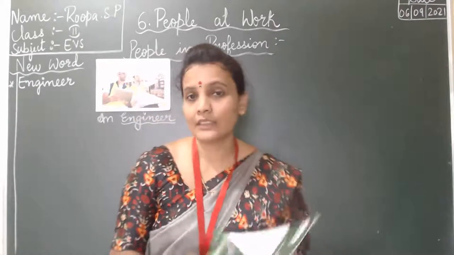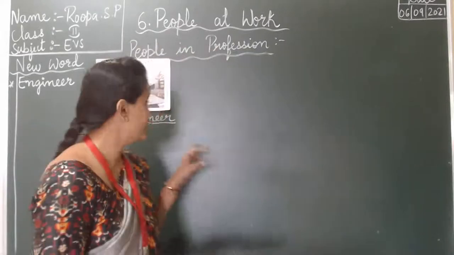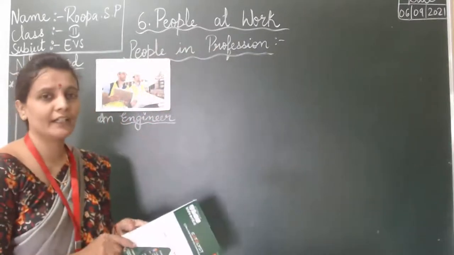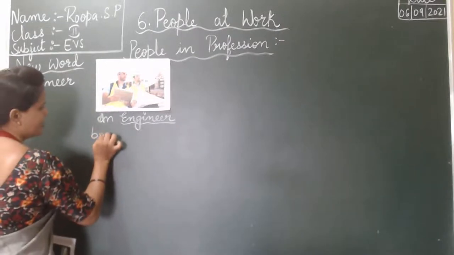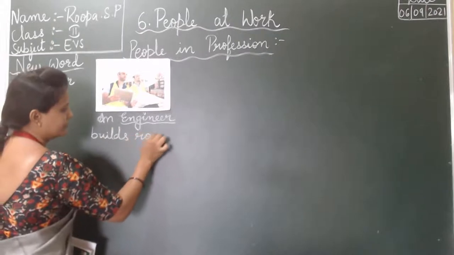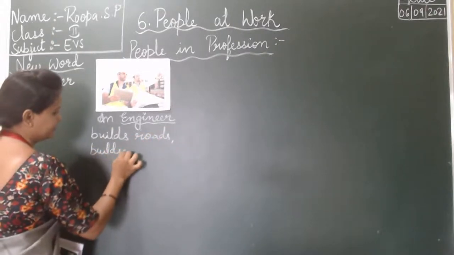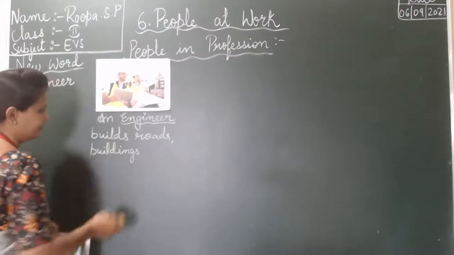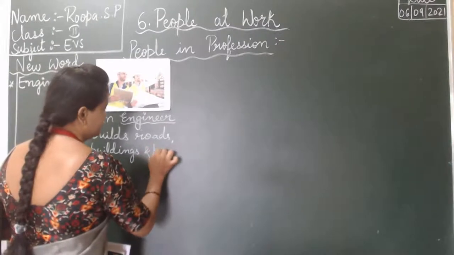The next, underline this word in your book, children. Engineer. Spell the word engineer. E-N-G-I-N-E-R. Engineer builds roads, buildings, and bridges.